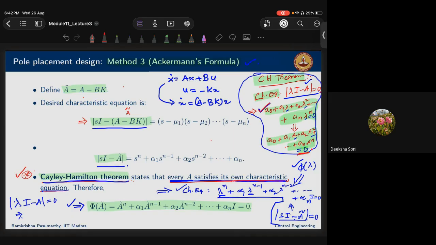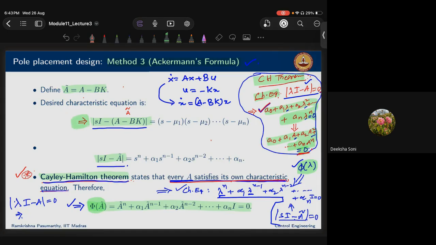You can ask the doubts. Okay. So now we call this polynomial pi of lambda. When we substitute A for lambda, that will be pi of A tilde. So it satisfies its own characteristic equation. That is the Cayley-Hamilton theorem.